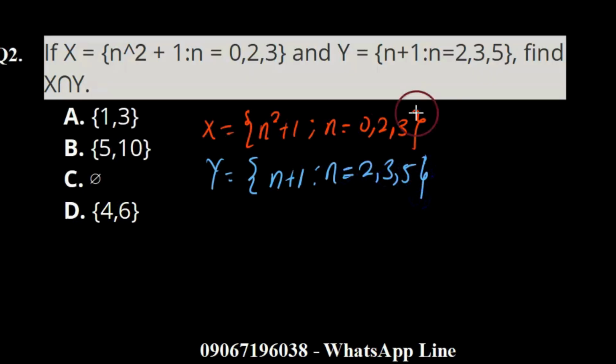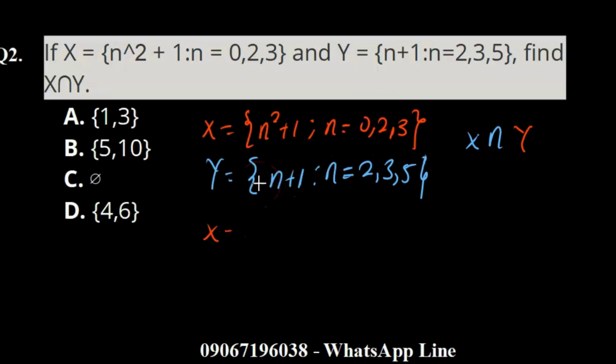Find x intersection y. So we're looking for x intersection y. Let's move on from that. First of all, we need to express the set x properly. For x, we are going to substitute each of these values of n, starting with when n is 0.